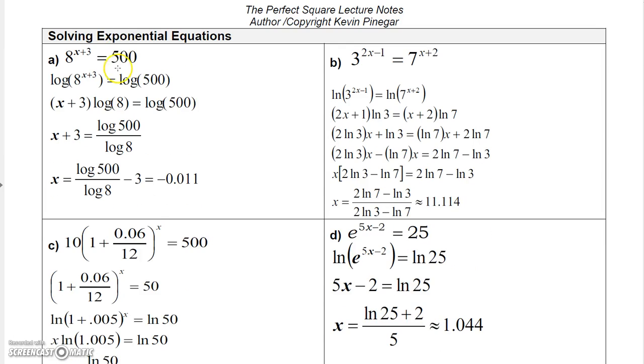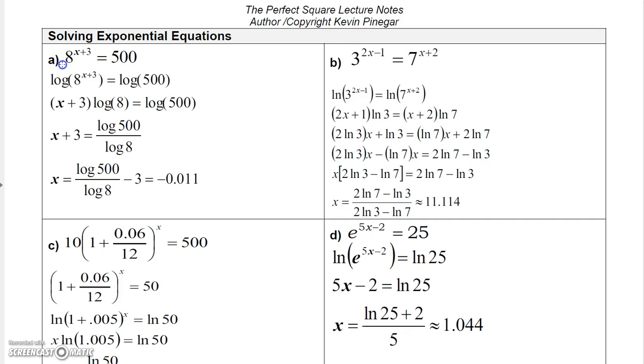Let's talk about solving some exponential equations. You can use logs to solve exponential equations, and in most cases it doesn't really matter whether you use the common log or the natural log to do this, but you want to use one or the other because that's what you have on your calculator, either the common log or the natural log key.